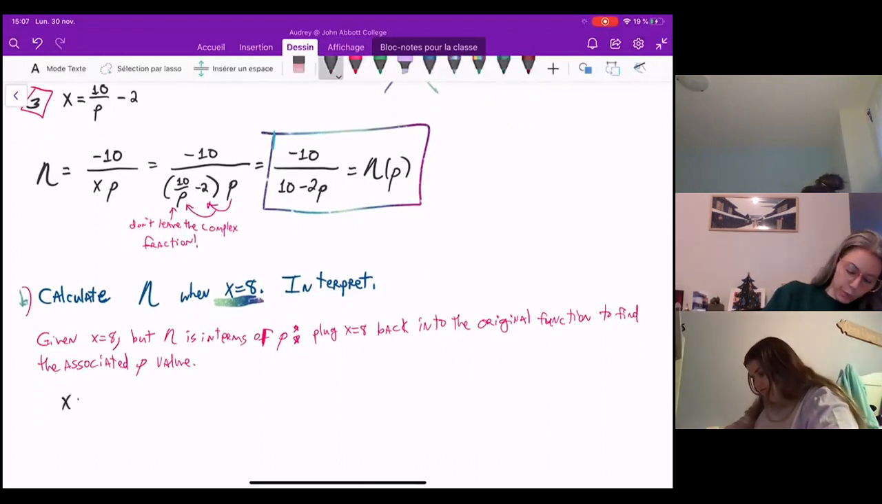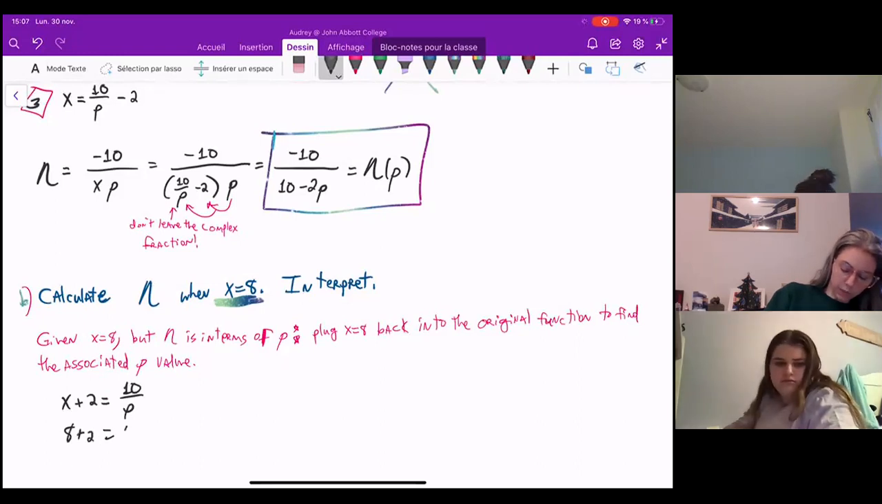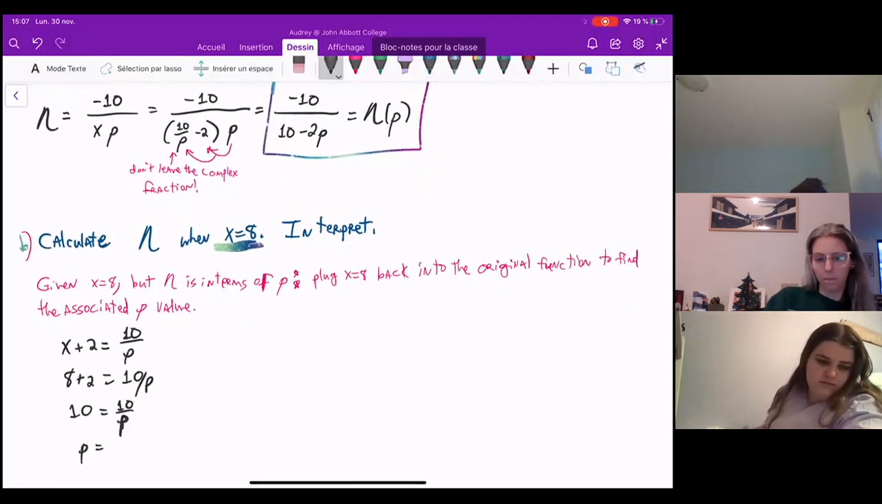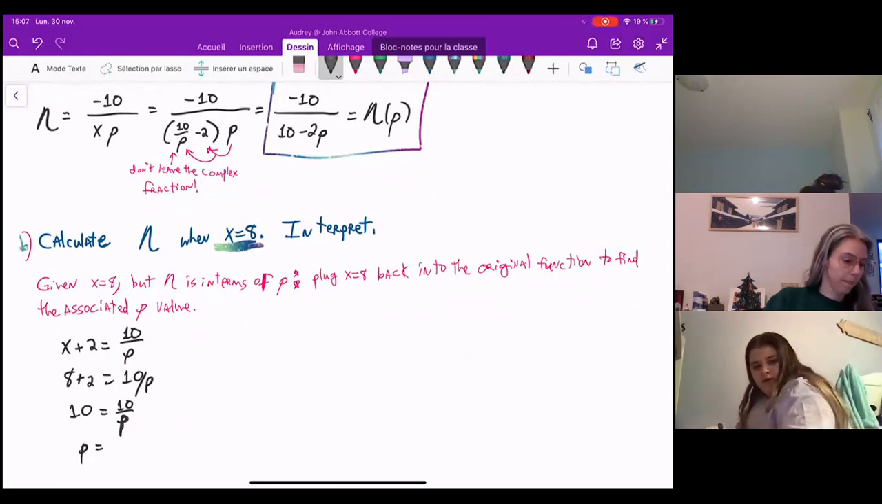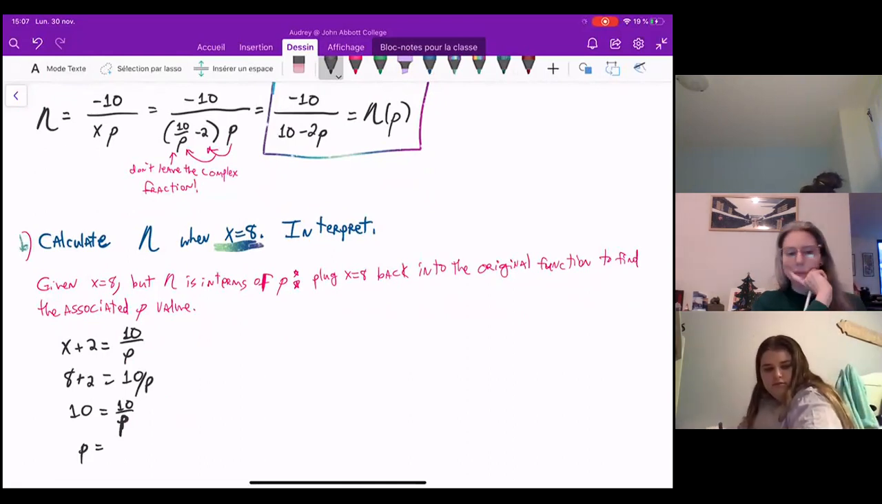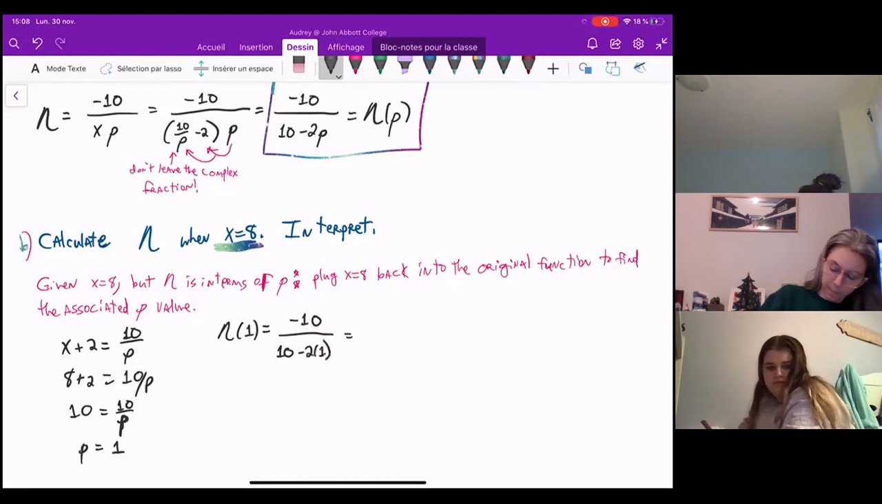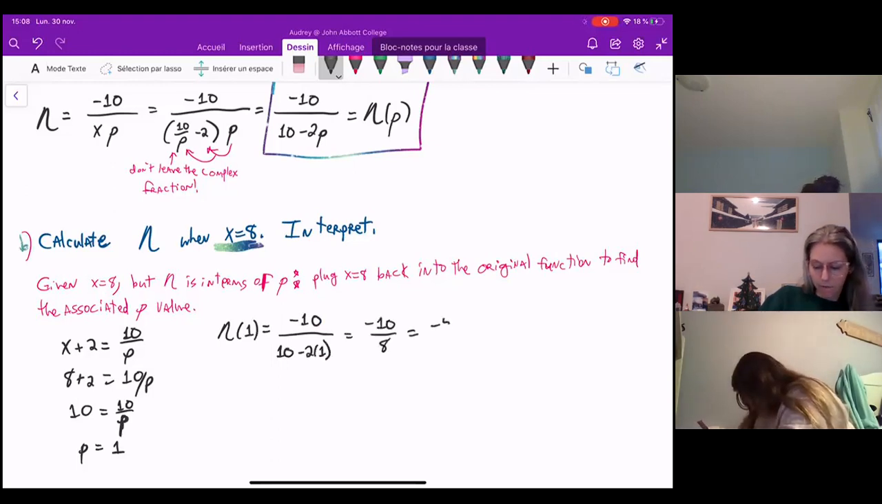So I know that x plus 2 is equal to 10 over p. Then I'm replacing that x with 8, so I get 8 plus 2 is equal to 10 over p. So I get 10 is equal to 10 over p, which means that p is equal to what? Is 10 over 1 equal to 10? There we go. p is equal to 1. And so then I'm plugging that 1 in. Eta of 1 is equal to negative 10 over 10 minus 2 times 1, negative 10 over 8, which is negative 5 over 4.